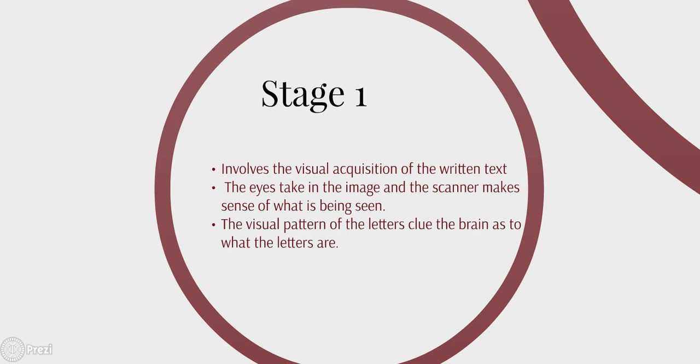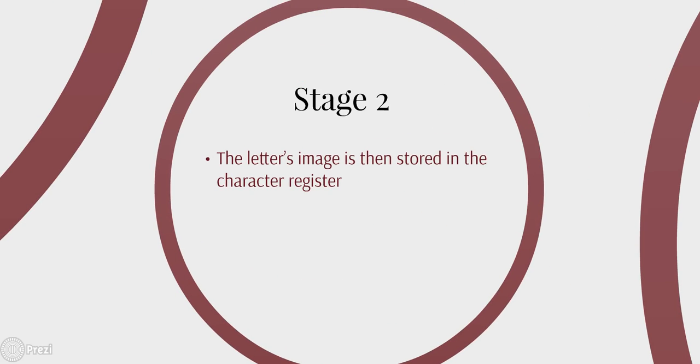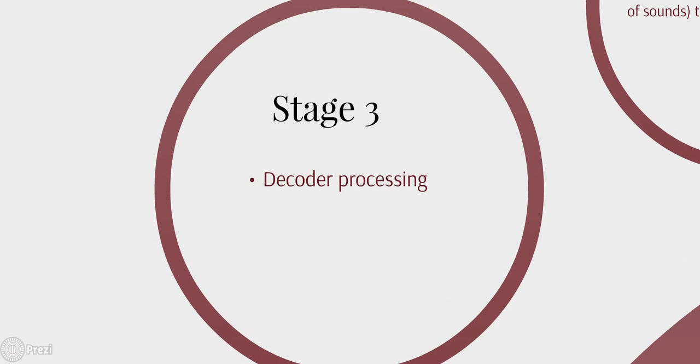The first stage of this process of the simple view involves the visual acquisition of the written text. That means just the eyes looking at the text, taking in this image of print or just words in general. The scanner makes sense, so I view a letter and I see the pattern of the letter is that of the letter E. So I know that I'm looking at the letter E. The image of the letter is then stored in the character register, so that visual image of the E is stored and then processed.